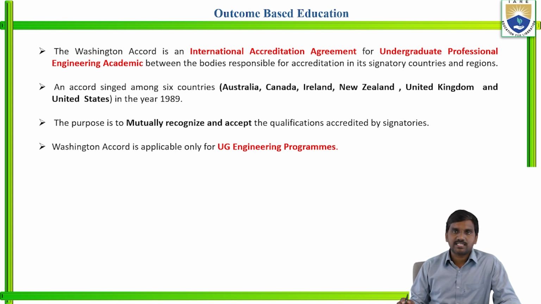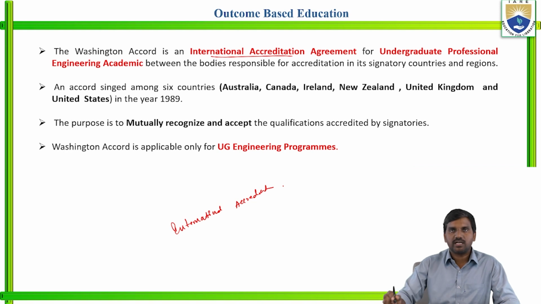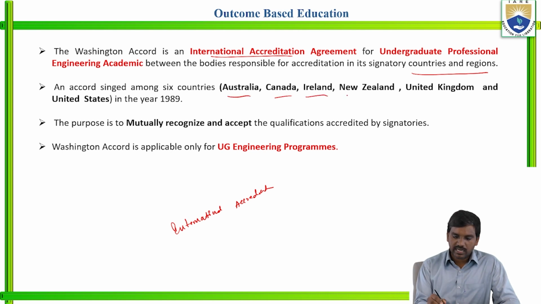It is an international accreditation agreement for undergraduate professional engineering academy between the bodies responsible for accreditation in its signatory countries and regions. The accord was signed among 6 countries initially: Australia, Canada, Ireland, New Zealand, United Kingdom and United States in 1989.